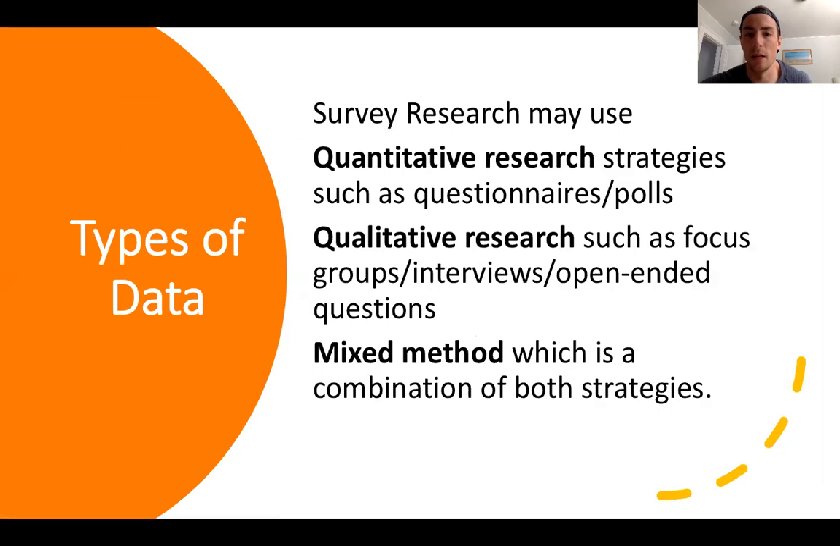Types of data that survey research can generate and what's used. You have quantitative research using a questionnaire or a poll. How many people support this? How many people support that? Or qualitative research using a focus group, one-on-one interviews, or an open-ended question. Going back to the example with the mothers at the birth of their first child, you could say, how did you feel before the baby was born? Or what were your thoughts in the delivery room, for example? And then there's a mixed method, which is just a combination of both strategies together.